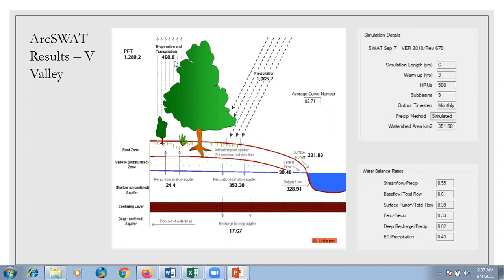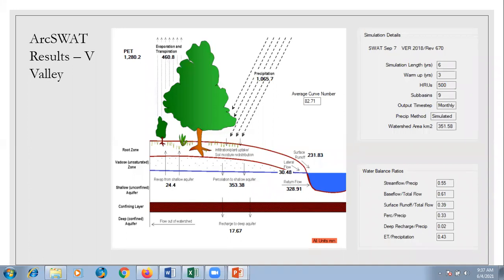Then based on other sets of data, it has calculated the quantity of evapotranspiration. Actual evapotranspiration is 460.8. Potential evapotranspiration is 1280.2, because the soil at all times will not be completely saturated, because of which water will not be available at field capacity. Hence, actual evapotranspiration is less than potential evapotranspiration, which you can see here. PET stands at 1280.2, whereas actual evapotranspiration is 460.8.